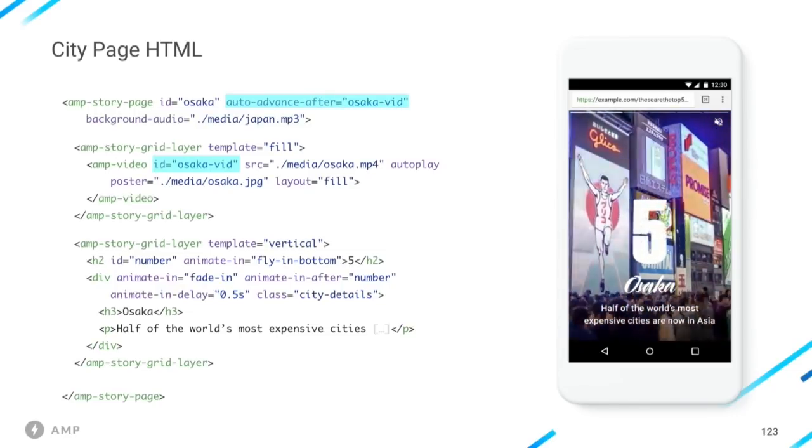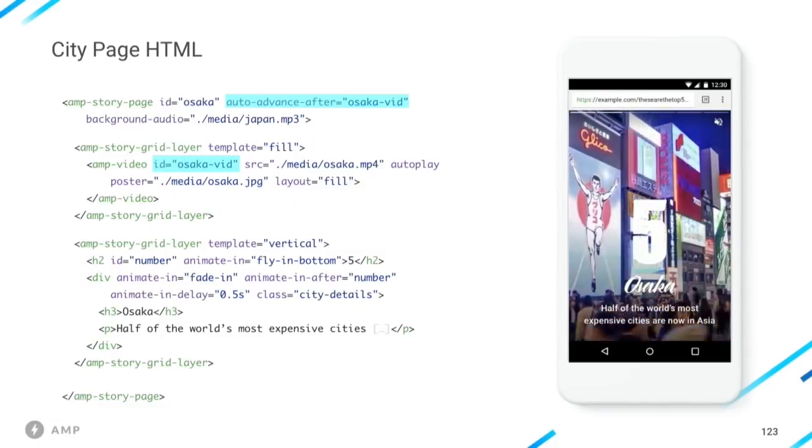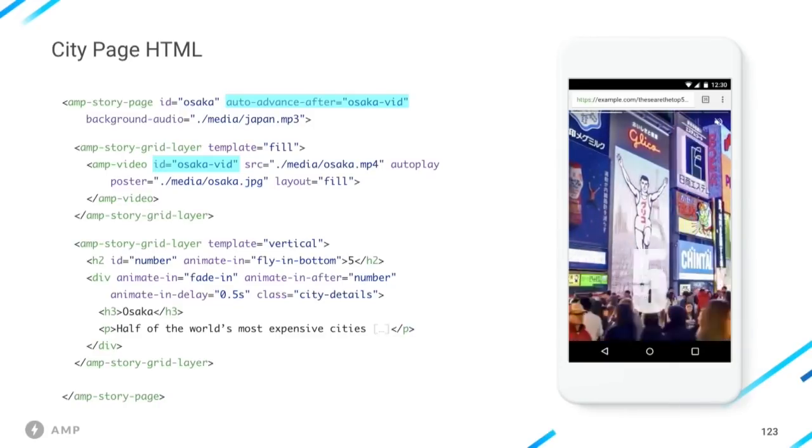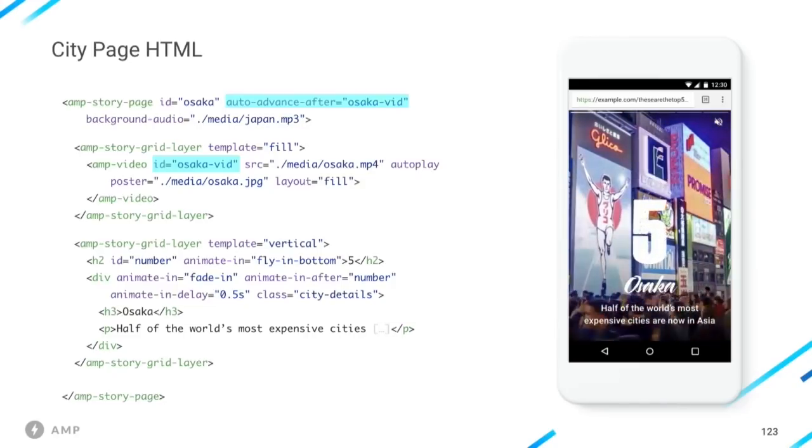And lastly, we use a feature in stories that we call auto advance, which will automatically advance the user through the story without them having to manually tap on every screen. So here, we chain the advancement to the video playback so that as soon as the video has finished playing, the user will automatically be advanced to the next page. And we do this by specifying the ID of the video in the auto advance after attribute on the AMP Story page.